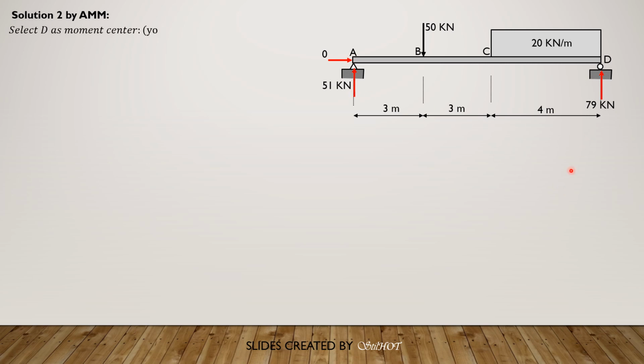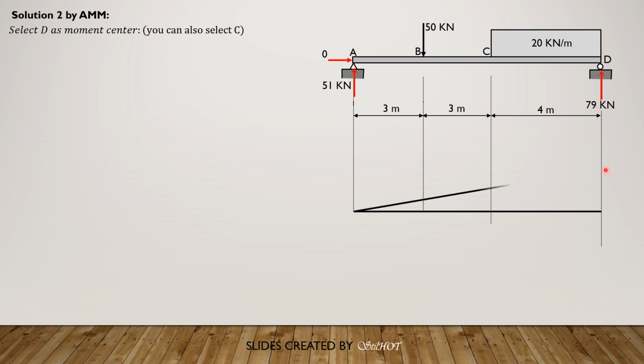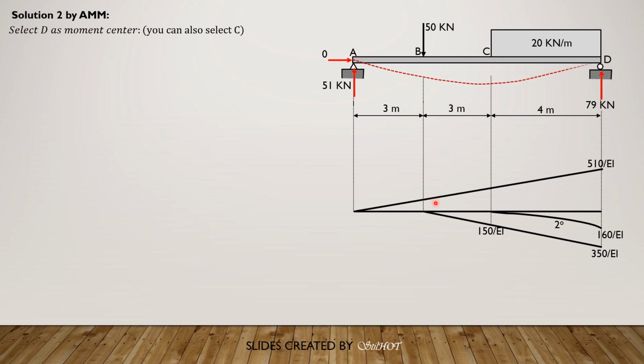So remember, these are the reactions. So we have 51 times 10 is 510 over EI here. Then this is 50 times 7, 350 over EI. 20 times 4 times 2 is 160 over EI. By the way, this is 50 times 3, so 150 over EI. And this is 160 over EI, second degree. Then the value here is 51 times 3, 153 over EI.